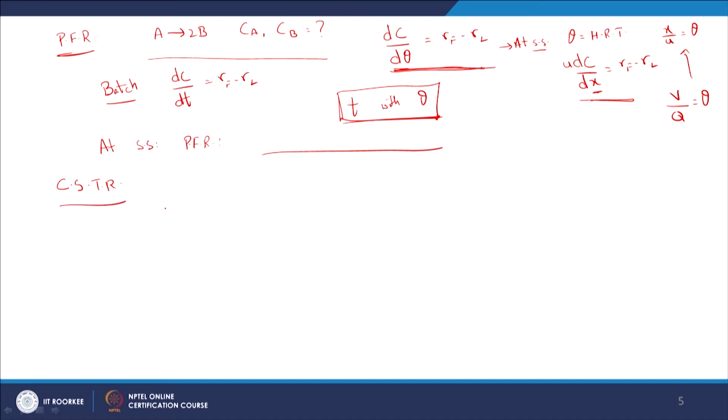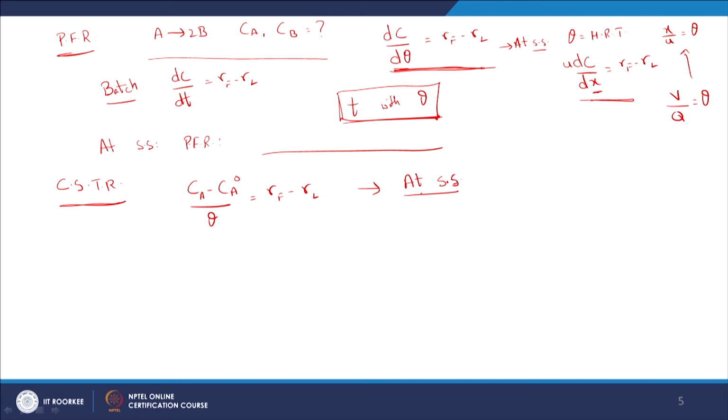And the first aspect is going to be, again, mass balance. So what is the basic mass balance? I believe it was (CA minus CA naught) by theta is equal to rate of formation minus rate of loss. Again, no differential equation here, and again this is the equation for the CSTR at steady state, obviously. This is at steady state.